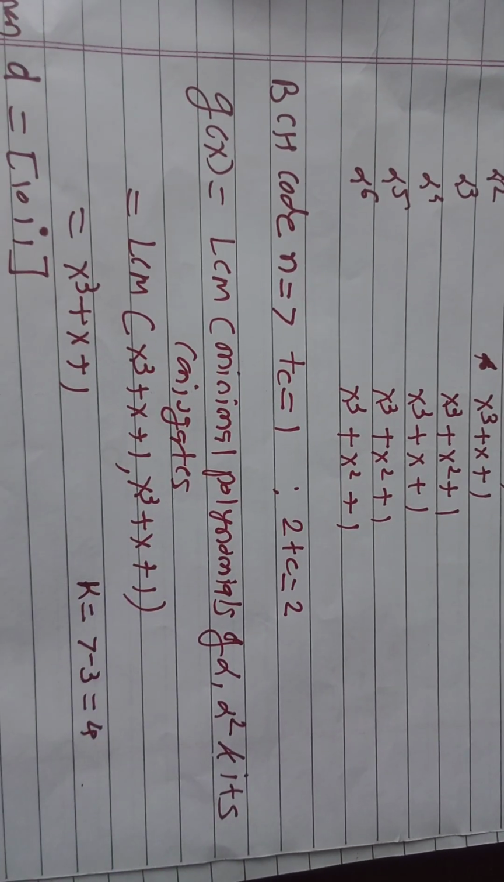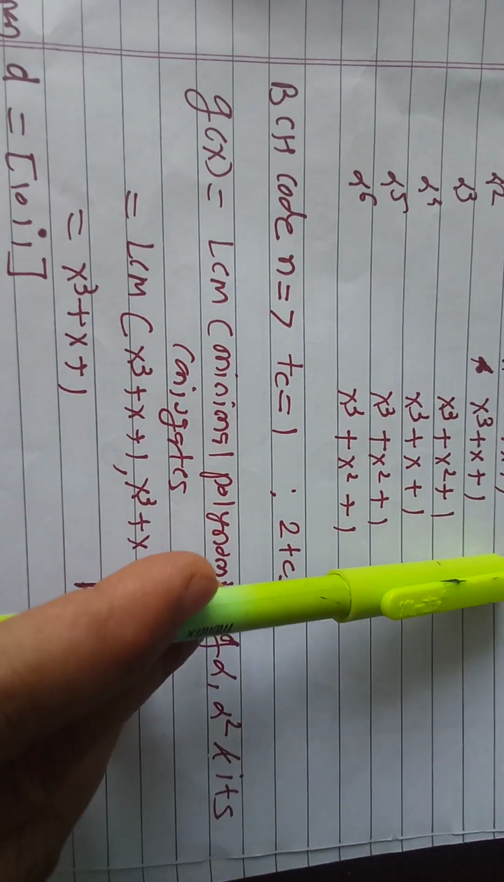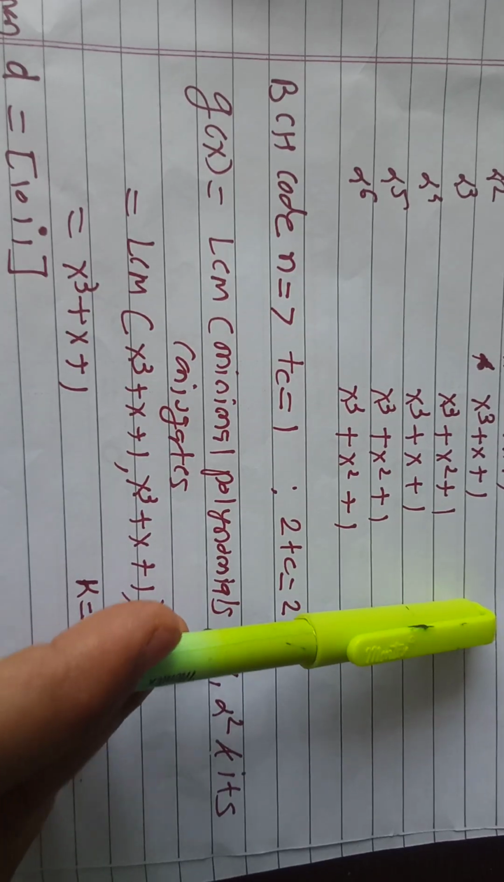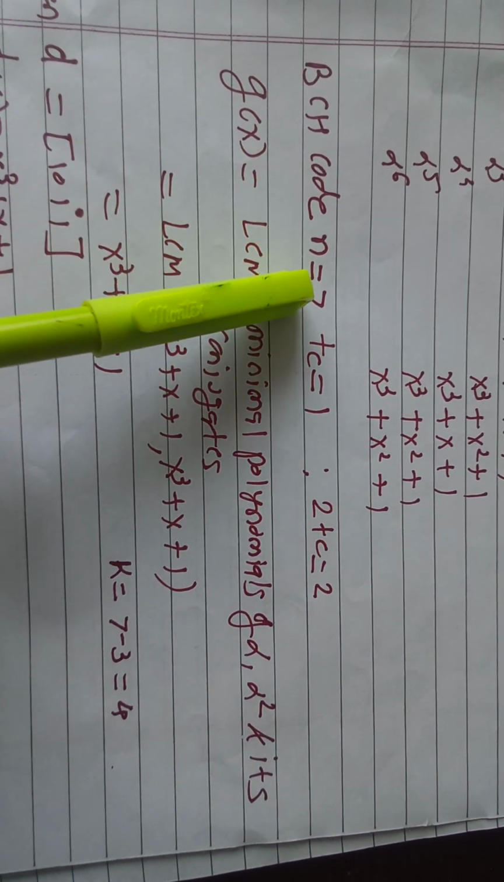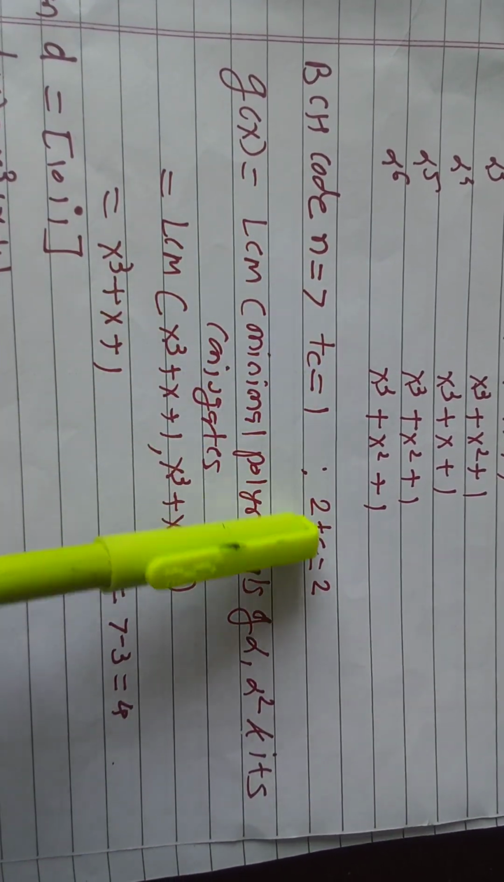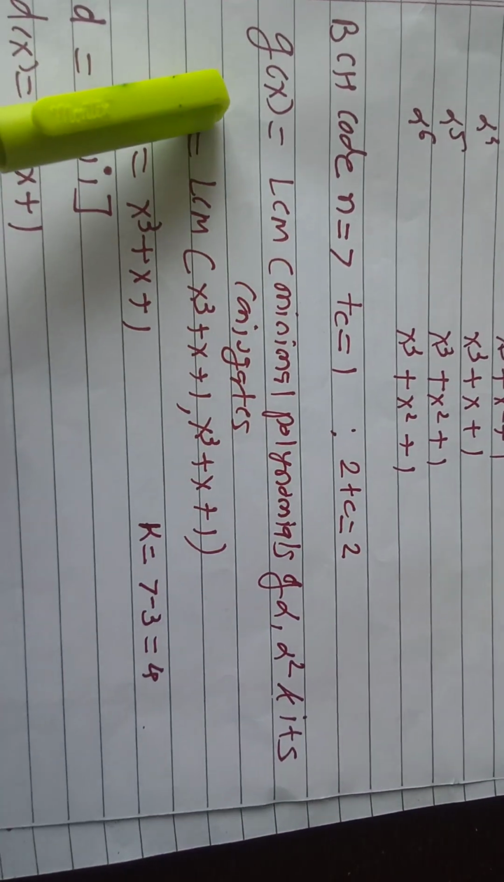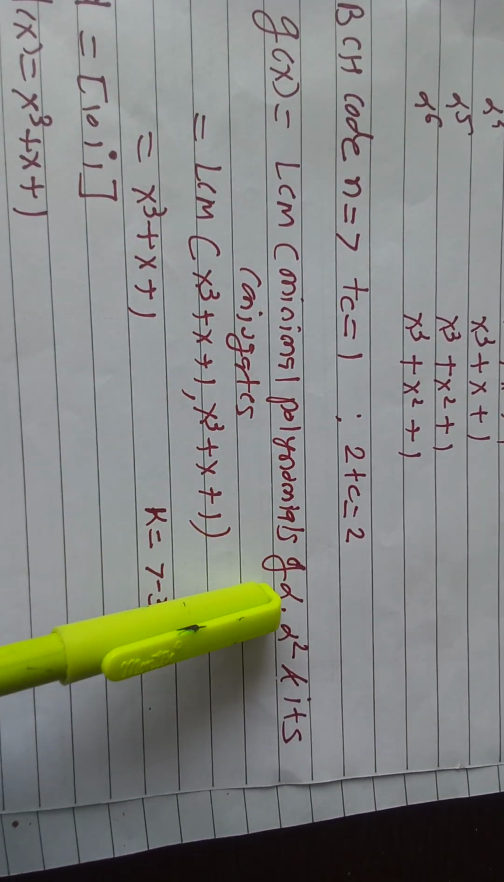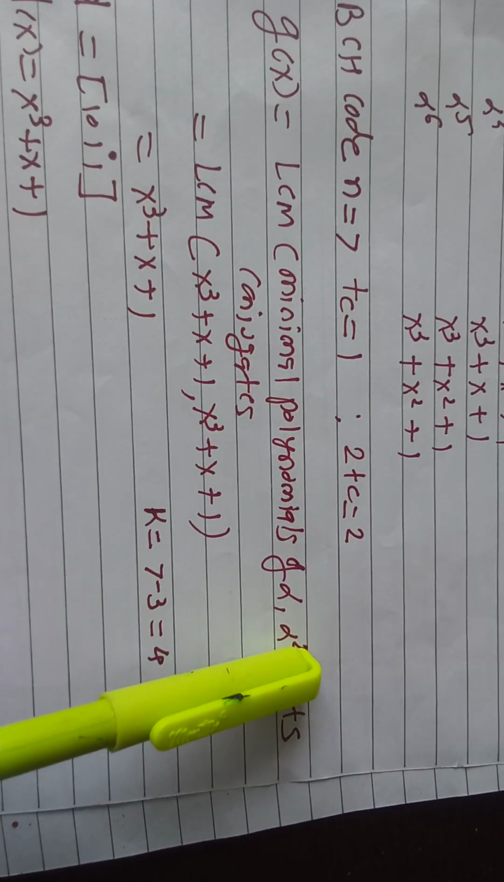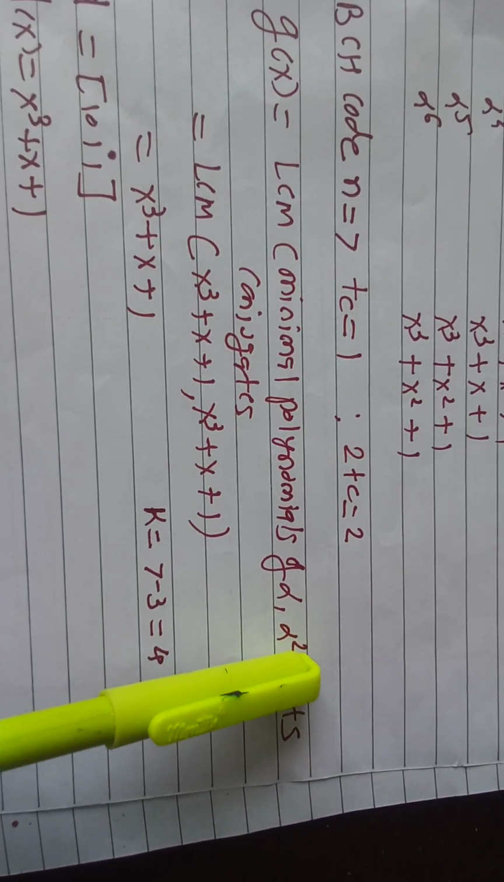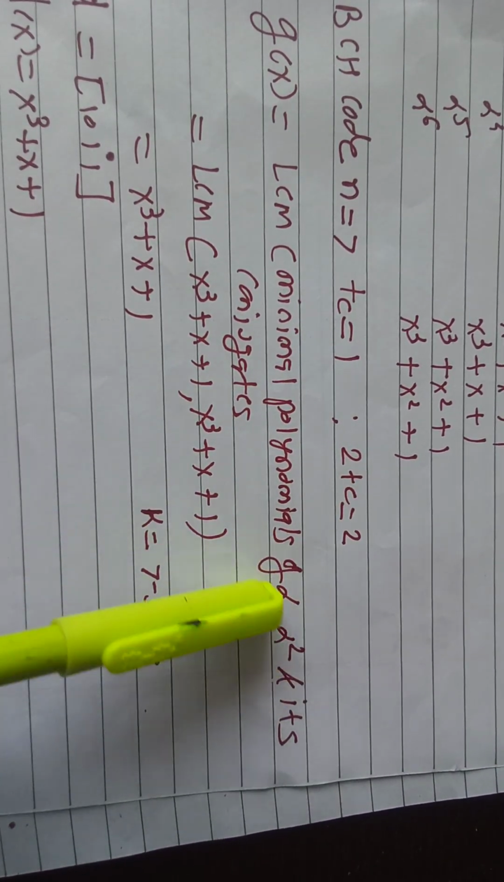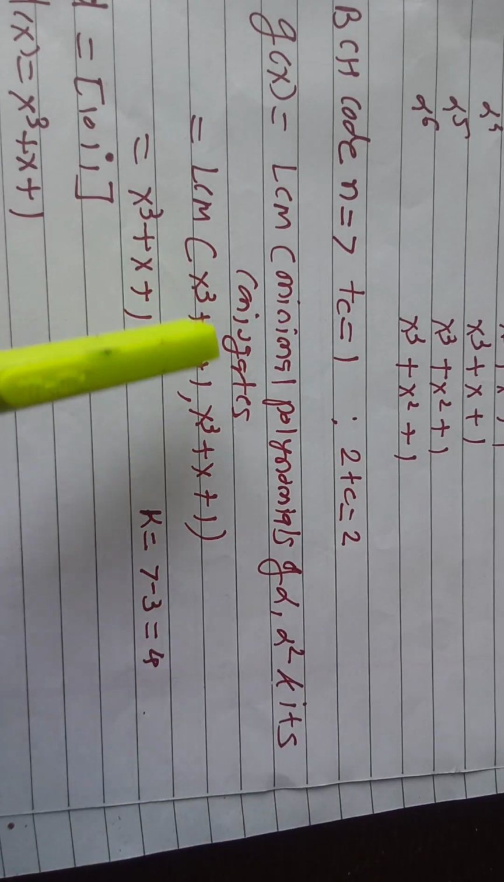After that your coding part comes. So till this you need Galois field basics. For the BCH code they have given n equal to 7, t equal to 1. Then you have to write 2t is equal to 2. Now g(x) is the LCM of the minimal polynomials of alpha, alpha square, up to alpha^2t. So 2t is 2, so we go up to alpha square and its conjugates.